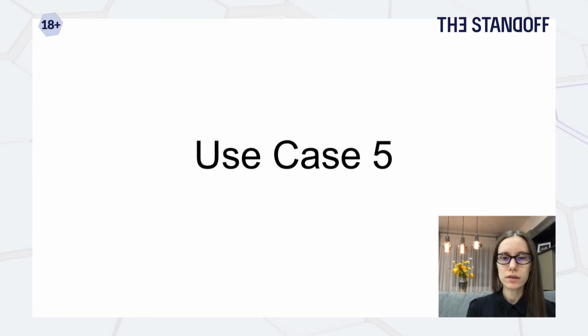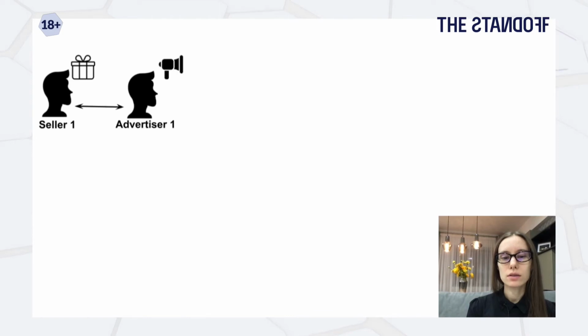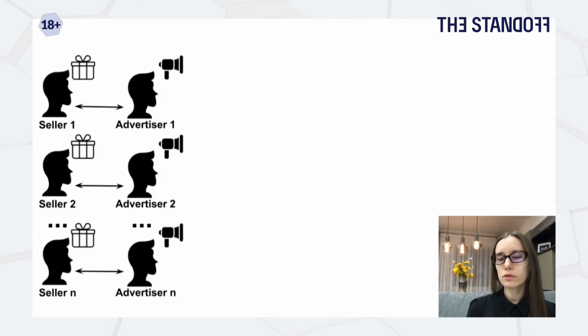Use case number 5 deals with an advertising mediator. In order to understand what an advertising mediator is, let's first go over the relations between various personas that are part of the advertising industry. Everything begins with a seller. When a seller wants to advertise his product, he contacts an advertiser and asks the advertiser to show his ads to potential customers at a cost. Of course, there are multiple such sellers and advertisers, and each seller can use multiple advertisers, while each advertiser can be used by multiple sellers.